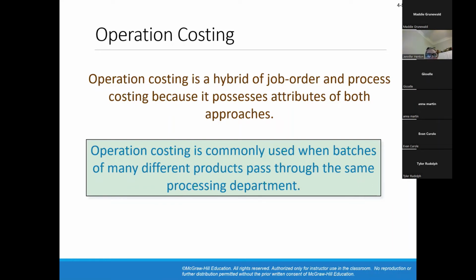So we talked about car assembly of a door. So maybe the door on a Buick Enclave is different than the door on the Buick, what's the smaller one, an Encore. So you have two different vehicles, but they both have doors. And so that processing department is going to be making different products because they're different doors, but we're using the same team to do it. And so that's all that means, is that we have operation costing, which could be a hybrid.